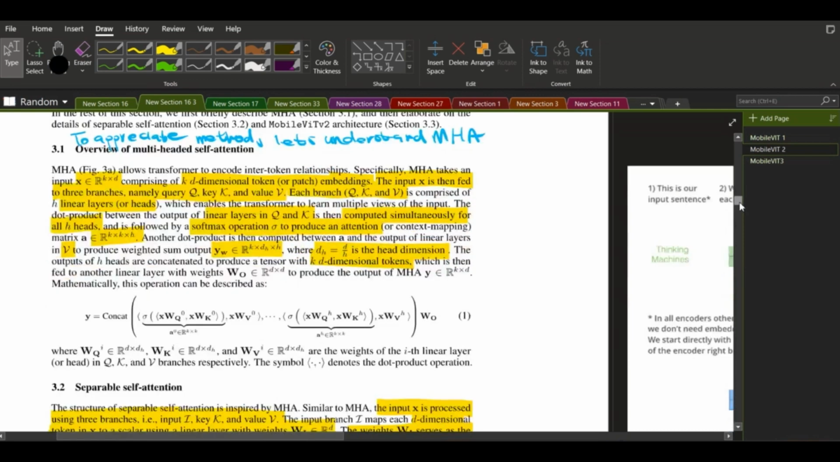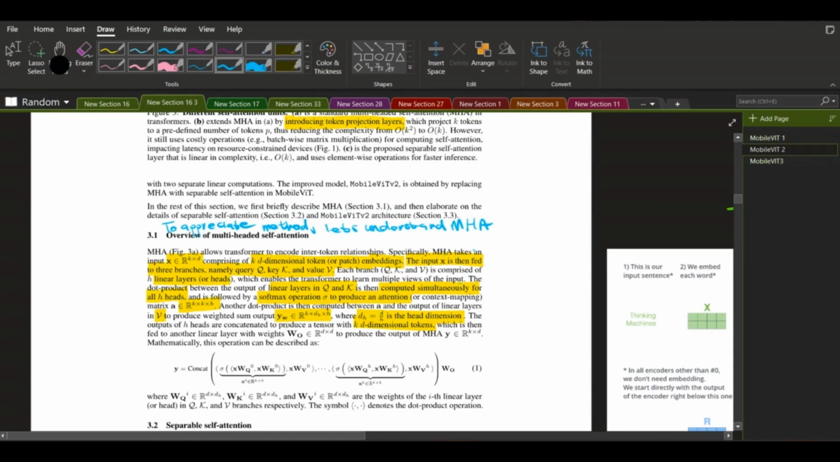multi-head self-attention first. Multi-head self-attention essentially takes in an input comprising k-dimensional tokens, or we can think of these as patches or embeddings. This input is then fed into 3 branches, namely query, key, and value. Each branch is comprised of a number of heads, like linear layers, which enable the transformer to learn multiple views of the input. The dot product between the output of the linear layers for query and key is computed simultaneously for all heads, and is followed by a softmax operation to produce an attention, which you can think of as a context mapping. Another dot product is then computed between this output and the output of the linear layer for V, the value vector, to produce the weighted sum output. The outputs of the heads are concatenated to produce the tensor with k-dimensional tokens.